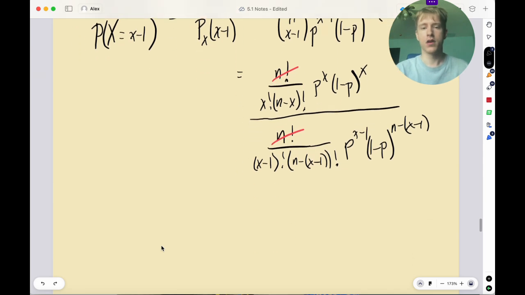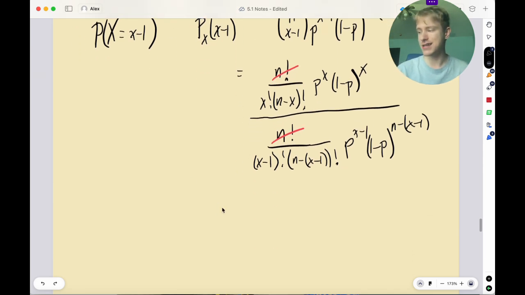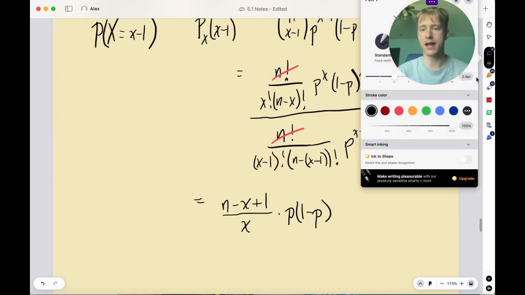Okay, so when all is said and done, you're going to get that this is going to be equal to little n minus x plus 1 all over x times p over 1 minus p. Okay, so I'll have you kind of simplify that as an exercise.